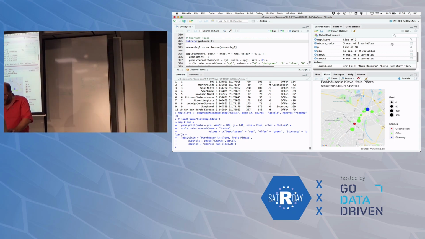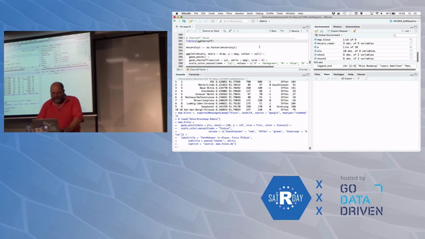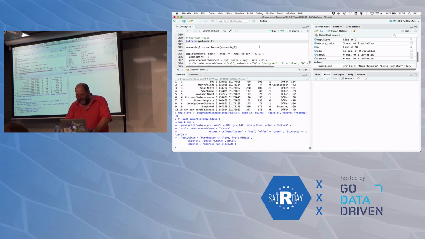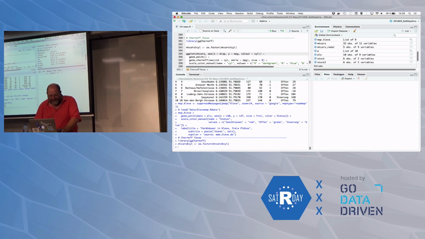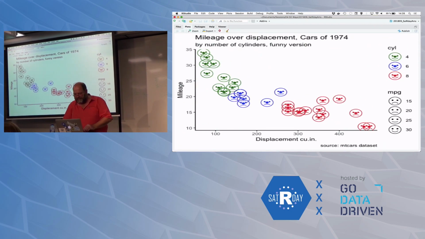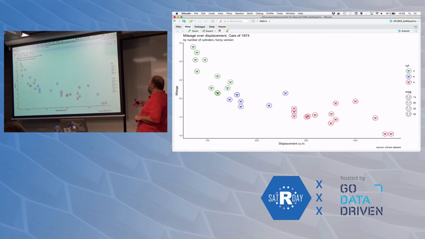So, something funny, and then we're almost done. Channel faces. Who knows channel faces? Yeah, of course. I'm still staying with the car data, with one more dimension to put into this.